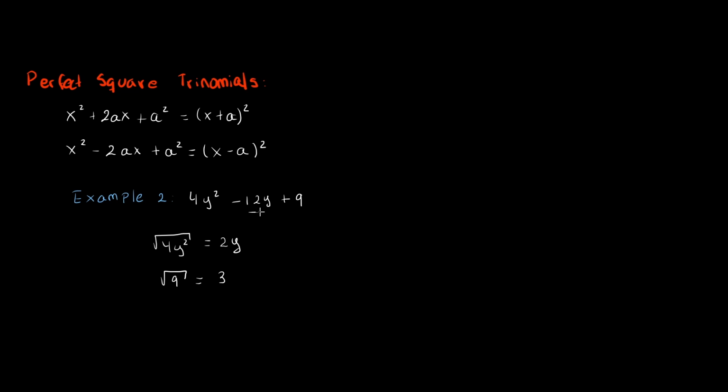Now, is the middle term, 12y, 2 times the product between these two? Let's check that. 12y must be equal to 2 times the product between 2y and 3. So let's see. 2 times 3 will be 6. So we have 6y times 2. It's 12y. So that makes sense. It's a perfect square trinomial.